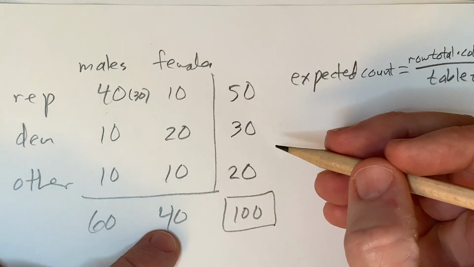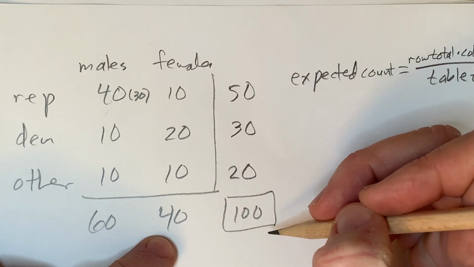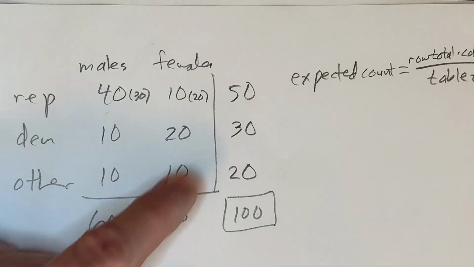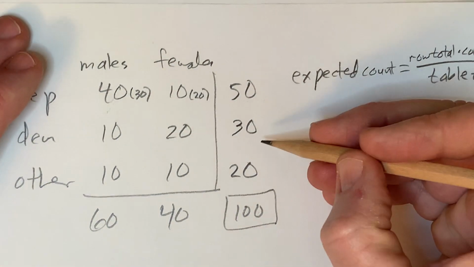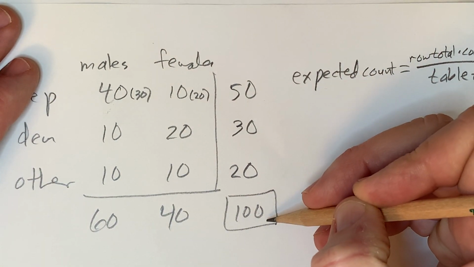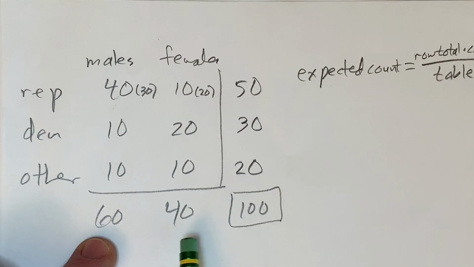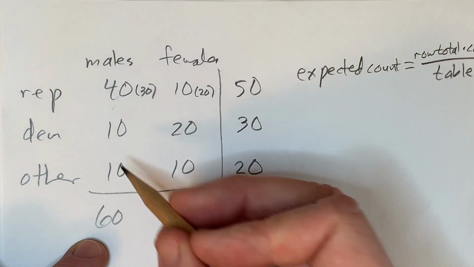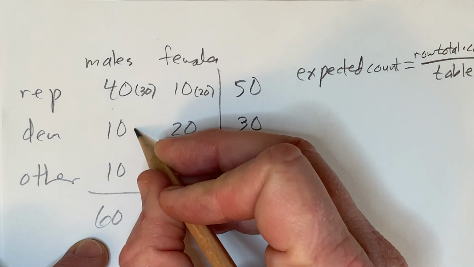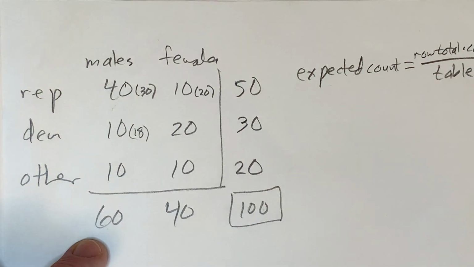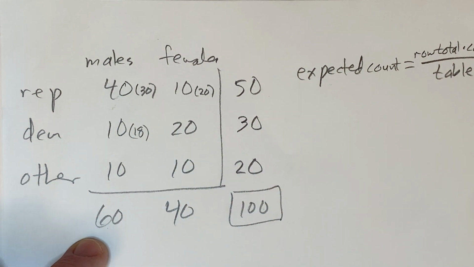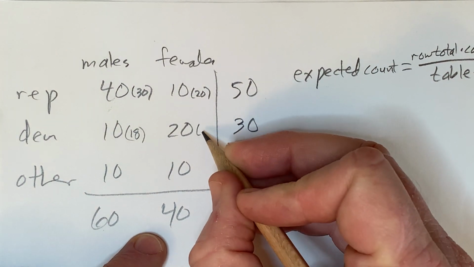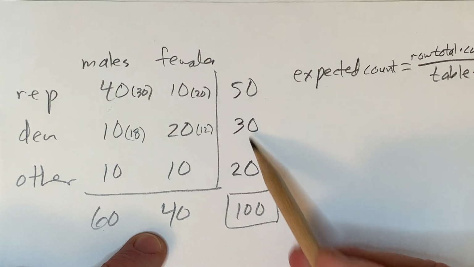We're expecting 30 of the males to be Republican if the null is true. And with the females, we've got 40 females. If the null is true, 50% of them would be Republican, and so we've got 20. That is the expected number of females. And with Democrats, in the total group of people, 30 out of 100, or 30%, are Democrats. So if there's no difference in the males and females, we're expecting both of them to have 30% Democrats. 30% of 60 is 18, the expected number of male Democrats. With the females, we're expecting 30% as well, so that's going to be 12, which is 30% of 40.